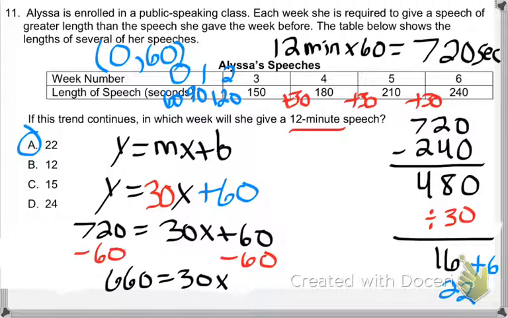Now divide both sides by 30 to finish getting x by itself, and you will have your answer. And you get x equals 22. So a lot of people like this way because it allows them to solve straight to their answer. 22 meaning 22 weeks. So these two methods agree.